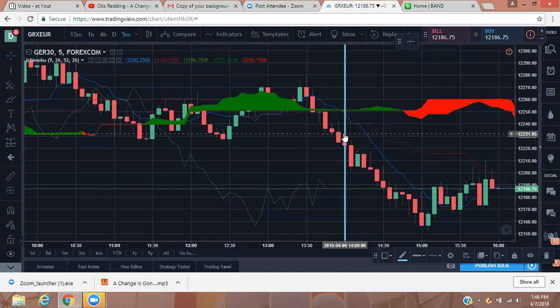Okay. Yeah. And when price is on the outside of the EMAs, like right here, that's another confirmation to play sell stops too, because it's outside the EMAs.